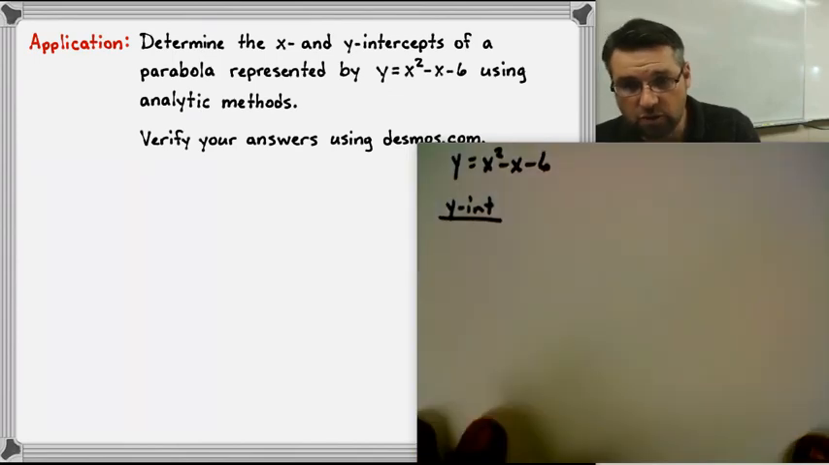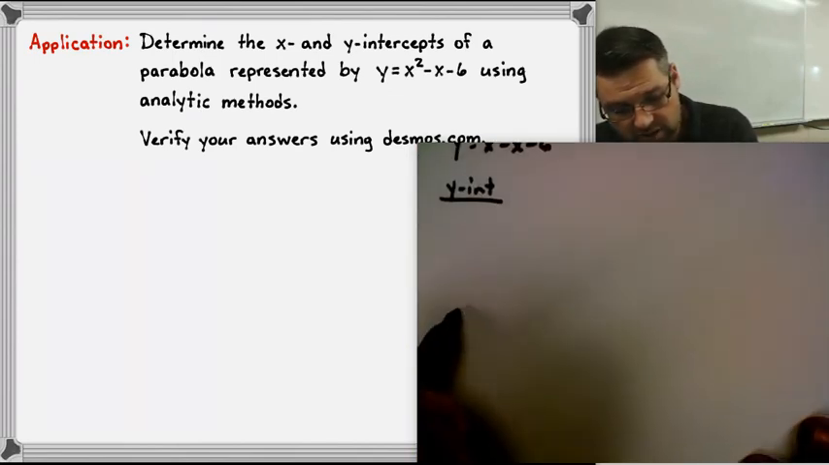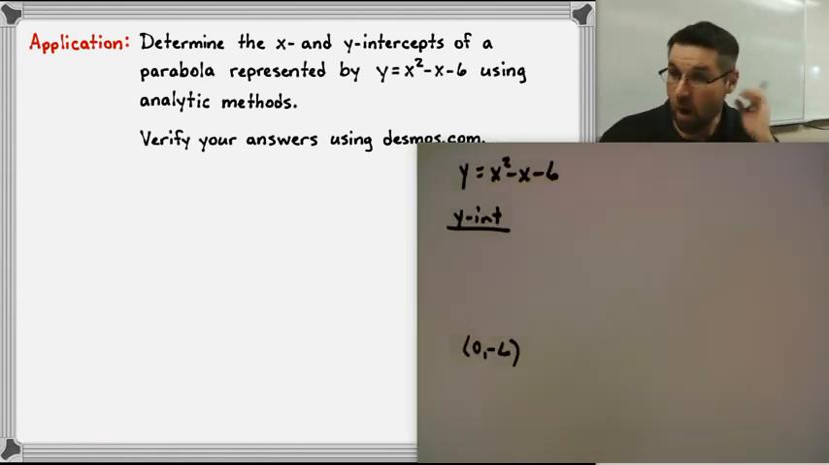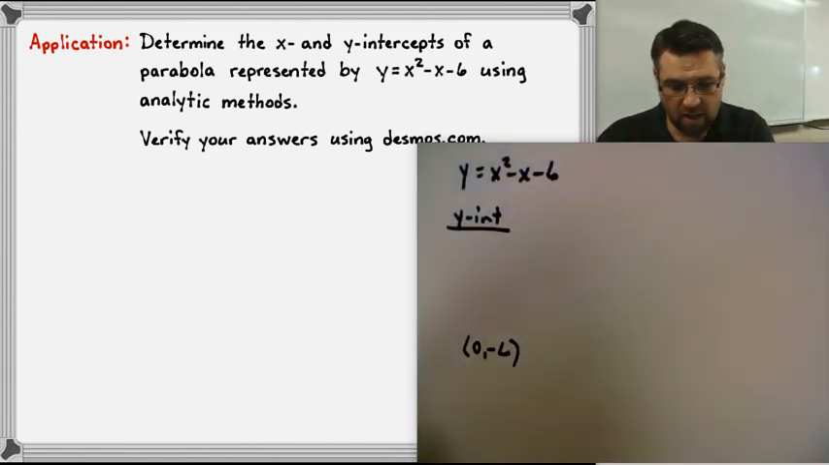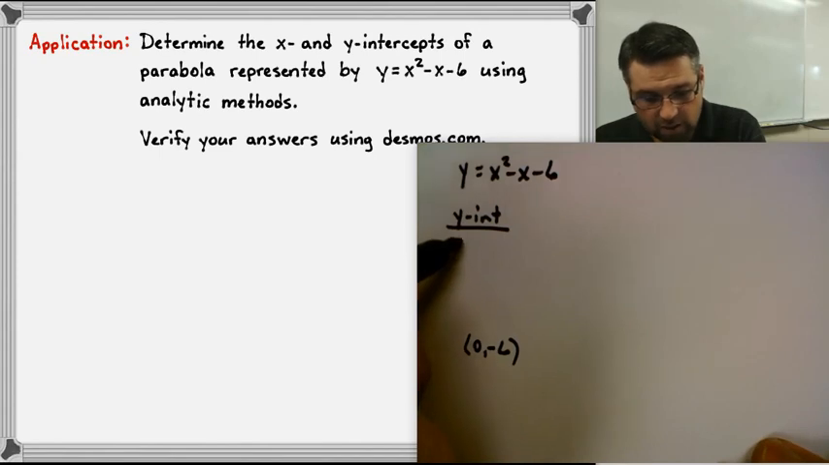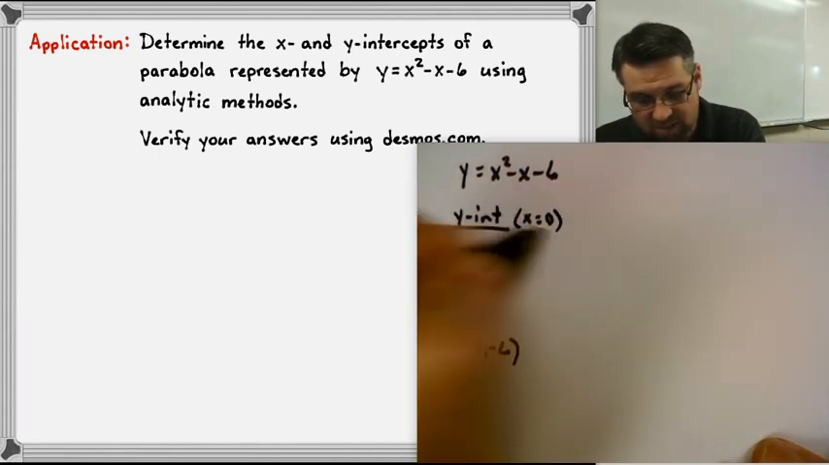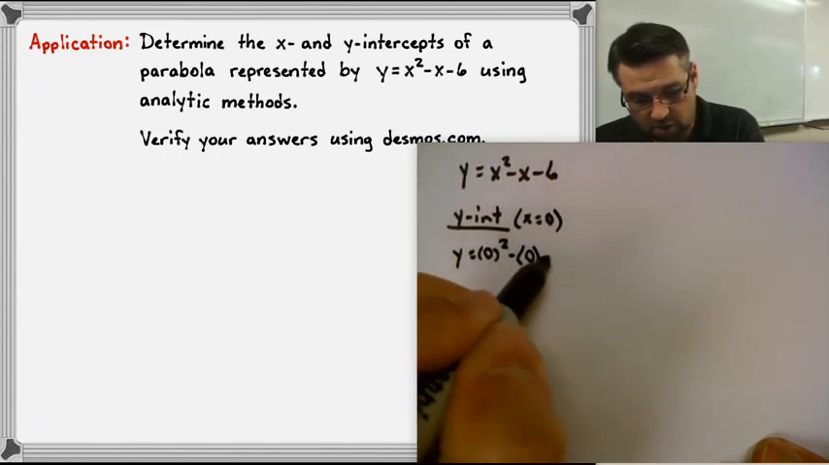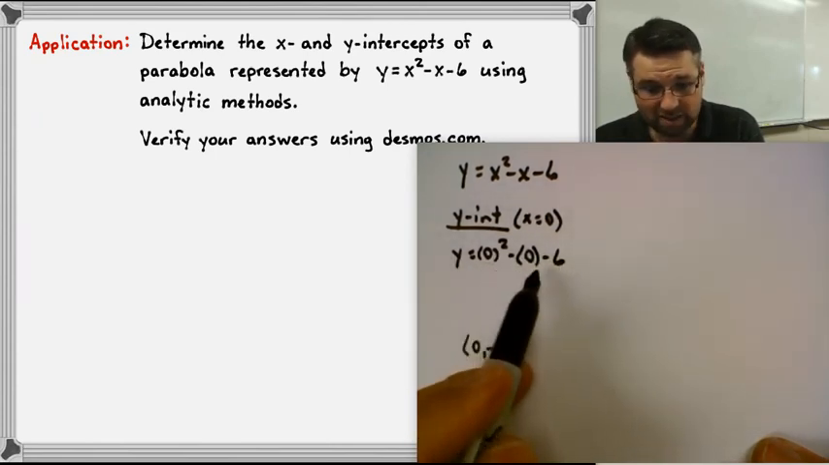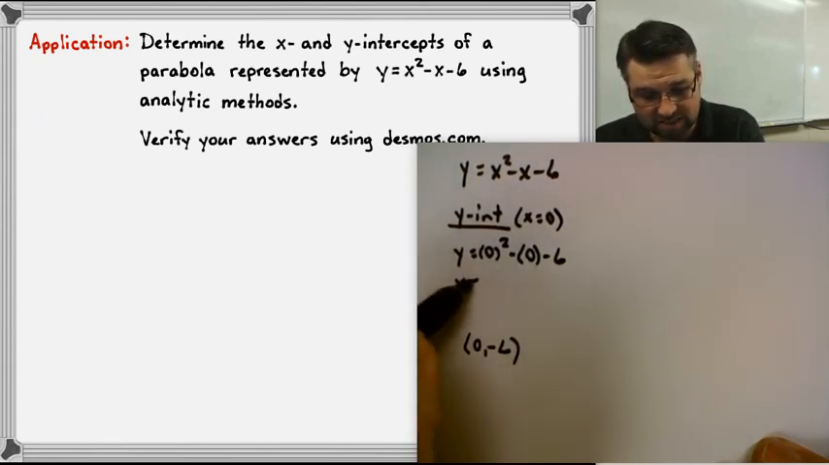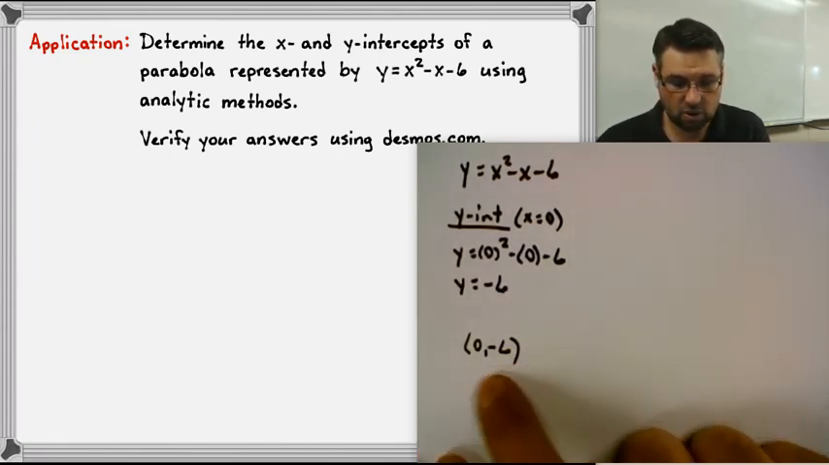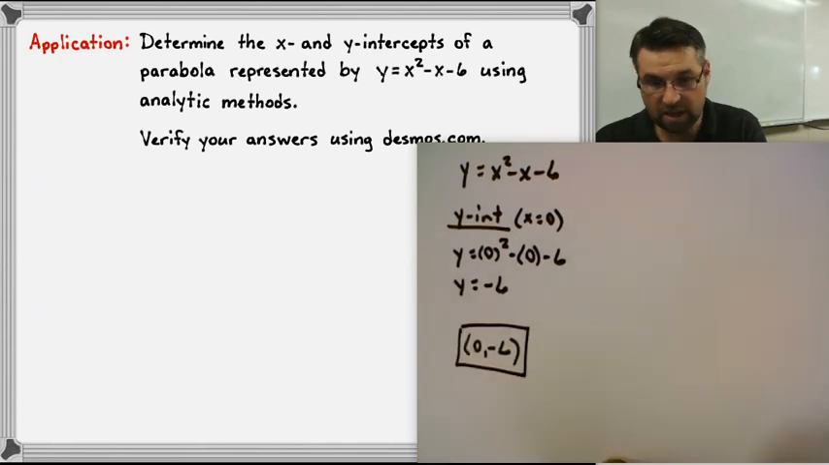Now, you guys should know that the y-intercept is just 0, negative 6, because we can see that in the c value. But why was that? We talked about that before. That is because the y-intercept occurs when x equals 0. So what we do is we plug in 0 for x. So we end up with 0 squared minus 0 minus 6. Well, 0 squared is 0, minus 0 is 0, minus 6 is negative 6. So we can see that our solution here is negative 6. So our y-intercept is 0, negative 6.